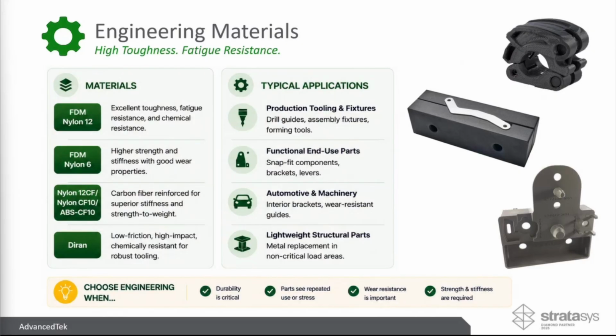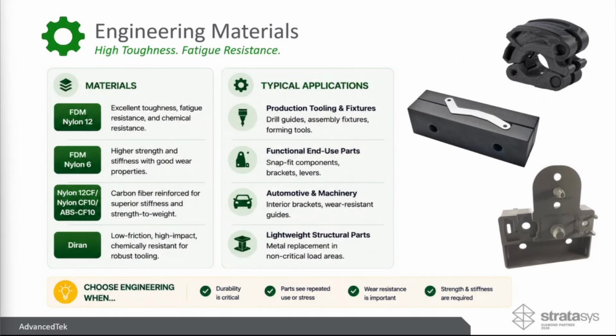Next, you got your nylon 12 CF, CF10, and then your ABS CF10. It's a carbon fiber reinforced for superior stiffness and strength to weight. Your nylon 12 CF is going to be a 35% fill by weight with chopped carbon fiber. It has the highest strength and stiffness to weight ratio. Good for manufacturing tooling that requires strong yet lightweight material that won't deform.